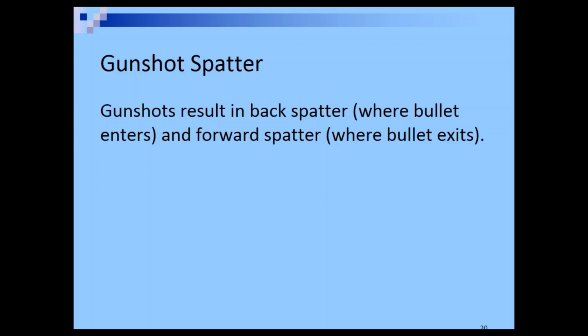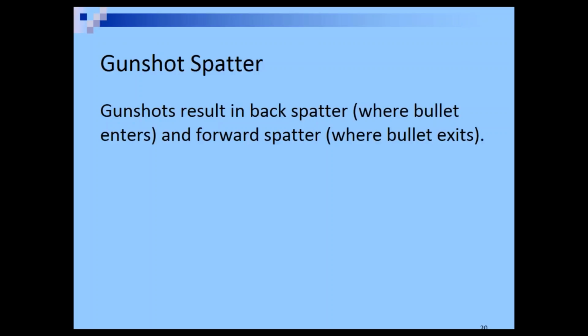So on the topic of gunshots, they do result in back spatter. Again, let's imagine Dr. Linville standing up against a white wall: the bullet goes in the chest, out the back, and spatters where the bullet exits, which would be forward spatter. So the forward spatter where the bullet exits would hit the wall.